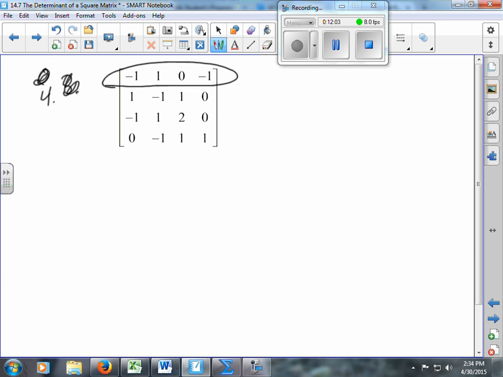And that's only 4 of them. But it's plenty of work, believe me. Okay, so this is a 4 by 4 matrix. Let's find minor 1, 1.